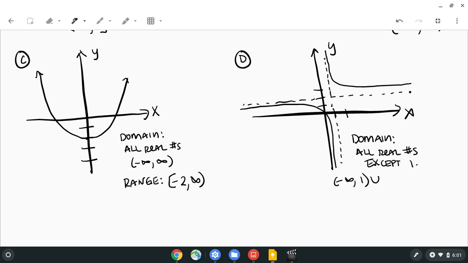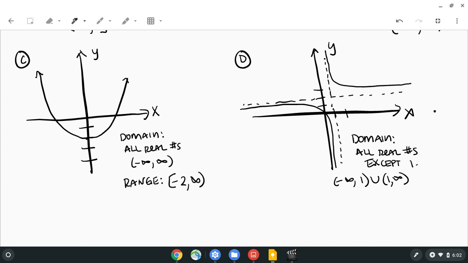Now we need to describe this part of the graph, and that's using all the x values starting just past 1 all the way to positive infinity. So we stop here at 1, together, that's the union symbol, together with everything from just past 1 all the way that way.